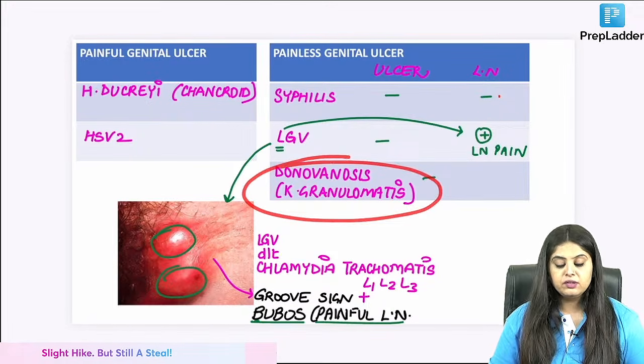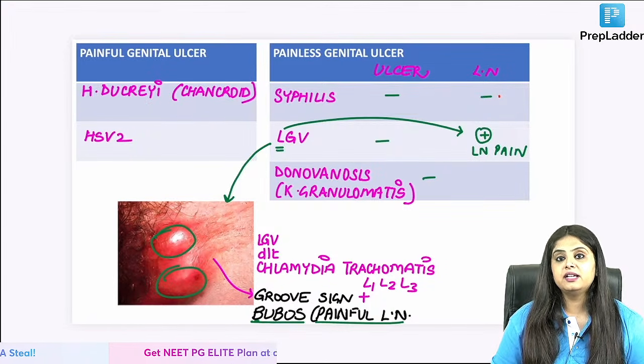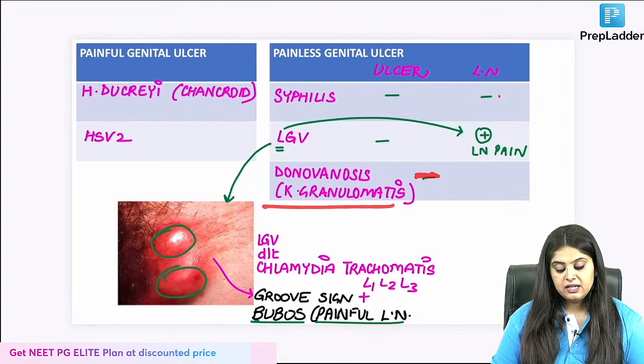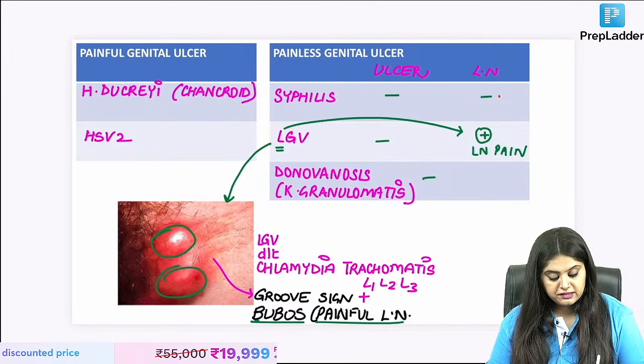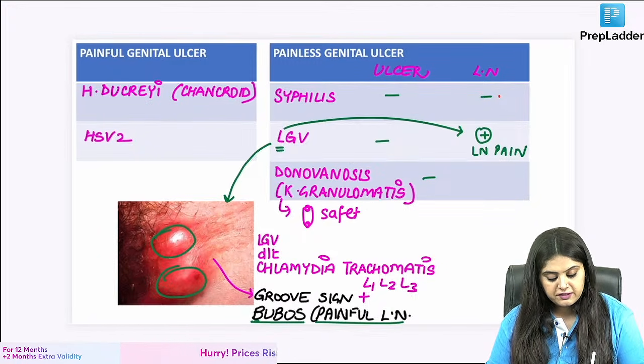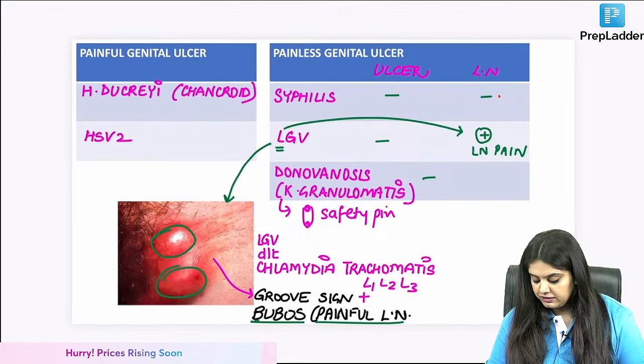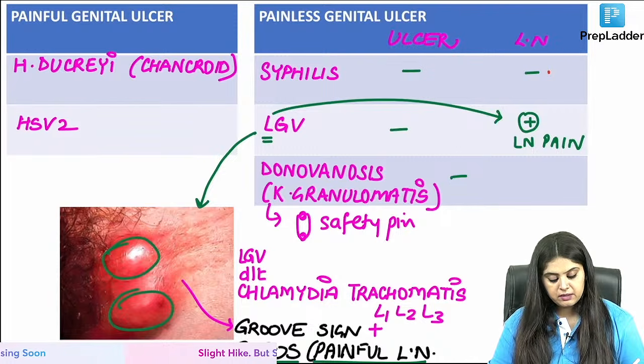Lastly, donovanosis is a disease which is caused by Klebsiella granulomatis. That also has a painless genital ulcer, and this is going to show you a very famous appearance which is known as the safety pin appearance. This is referred to as safety pin appearance.